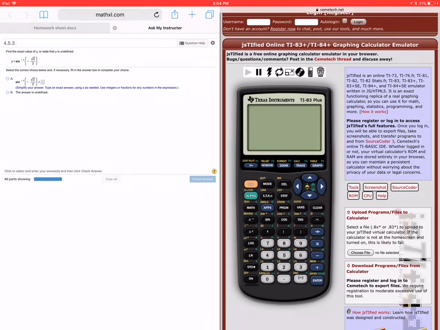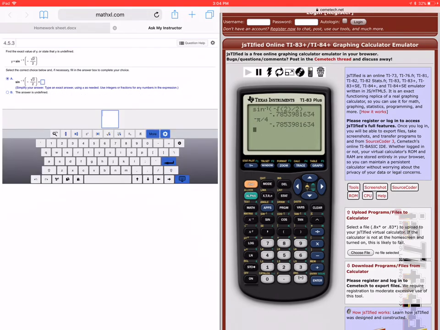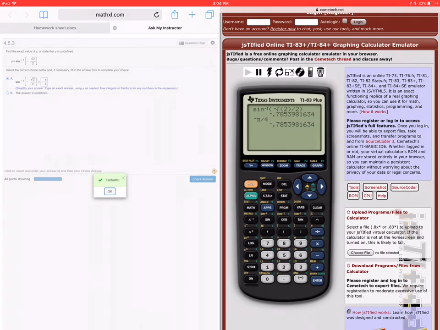So let's reload, refresh. Okay, so we are in radians. So now, if we said arc sine or inverse sine of a negative square root of 2 over 2, we should get some negative decimal, we do, and that should be the same as negative pi over 4. Okay, so then here we're going to put negative pi over 4.